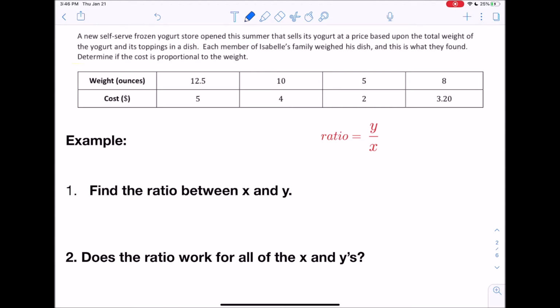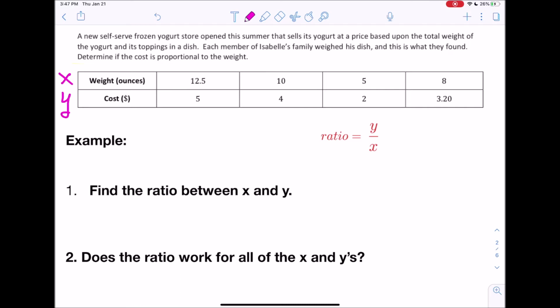Okay, so once again, first number is going to be your x, second number is going to be your y. Okay? So find the ratio between x and y. So we want to know how much does it cost for every 1 ounce of yogurt. If we know how much 1 ounce is, then no matter how many ounces, we can calculate how much it'll cost.